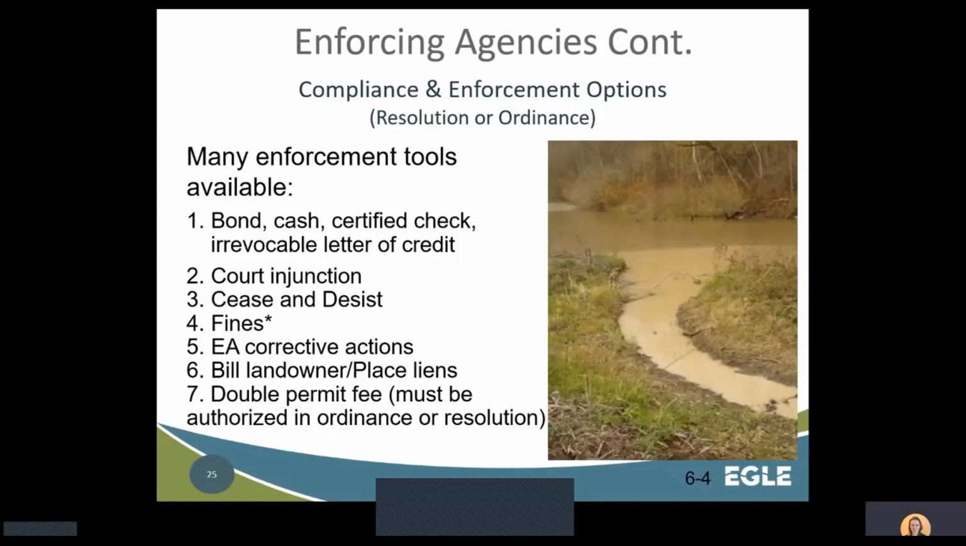Enforcing agency corrective actions may be used. This is where an agency may construct, implement, and maintain SESC measures to bring a site into compliance, then bill the landowner or place a lien on the property for the expenses incurred from the corrective actions. An agency may also double the permit fee. This must be authorized in an ordinance or resolution and be clearly defined as a fee and not a fine. There may be more examples than just the ones listed here.